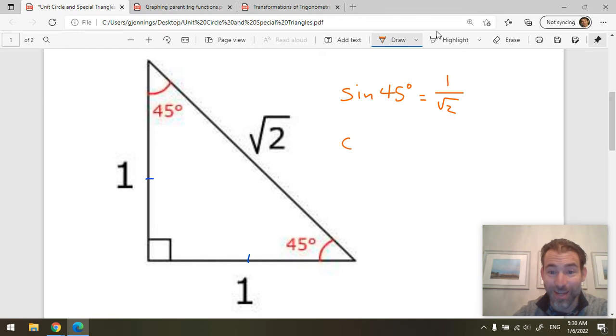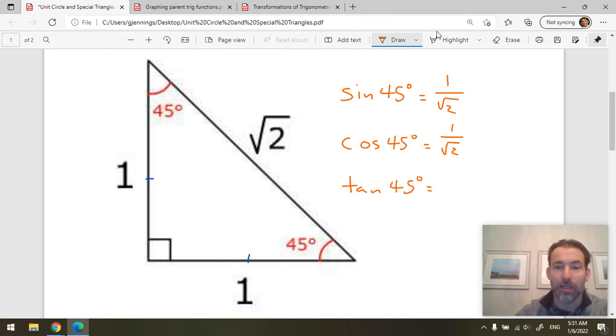Cosine 45 is the same because the adjacent and the opposite are the same. Cosine is this number over that. So that's 1 over root 2. And then tan 45 degrees is equal to opposite over adjacent, which is 1 over 1. These are exact values. If a question ever asks you for exact values, you need to think about these triangles and use these triangles. So that's tan 45. And then it's the same from both sides.